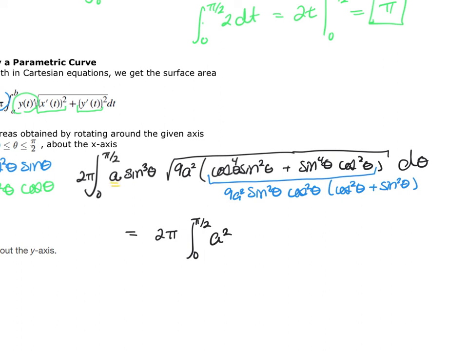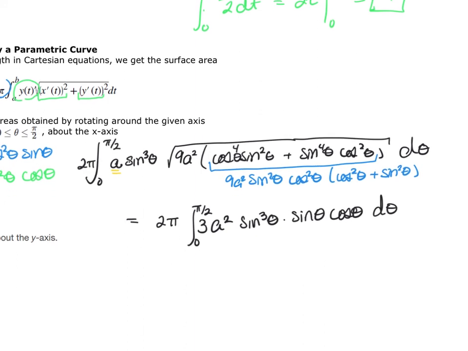And then I'm going to have the sine cubed of theta. Oh, don't forget that 3, the square root of 9 is 3. And then when I do the square root of sine squared, it's going to give me just another sine theta. And then I'm also going to get a cosine of theta when I take the square root of cosine squared. And we know that cosine squared plus sine squared is equal to 1. And so that's where I am.